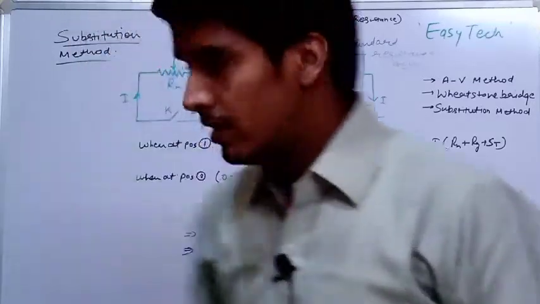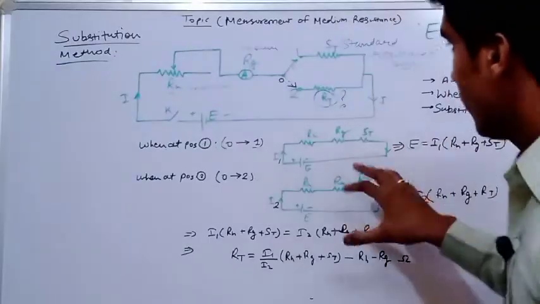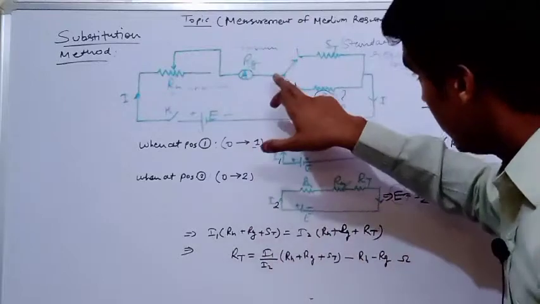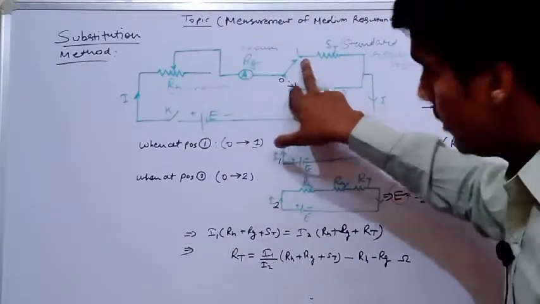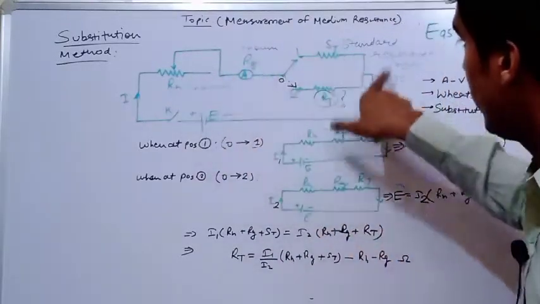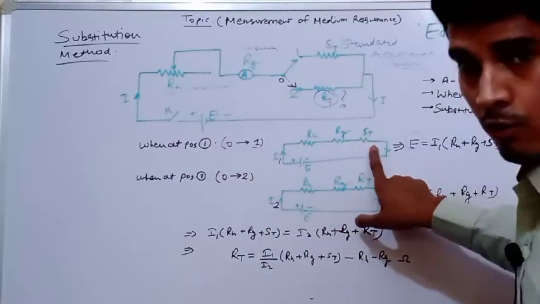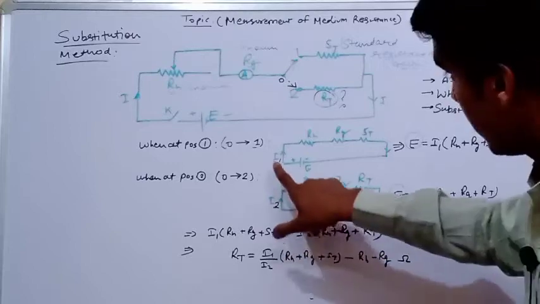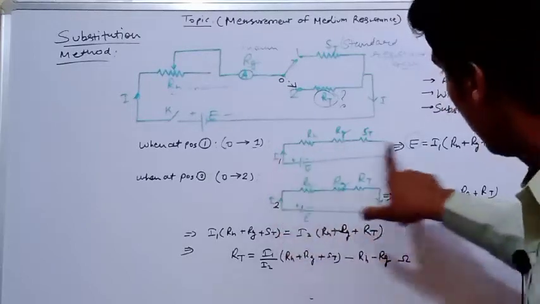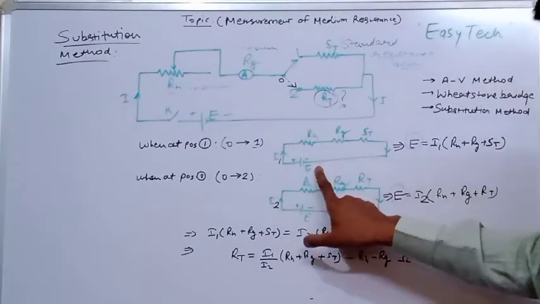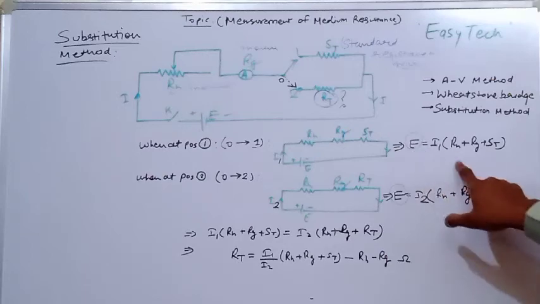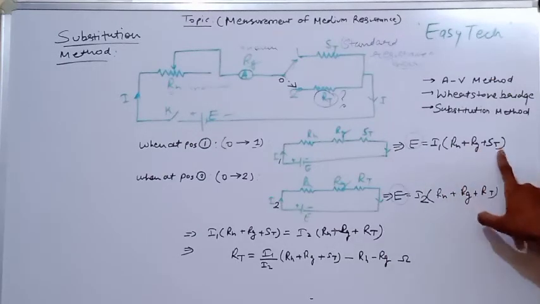Again, if I can explain this method to you, first of all you have to connect this point to the terminal A. So RH, RG, ST will come into the picture. They will make circuit like this, RH, RG, ST. Now whatever the current will be flowing into the circuit, you have to take that current as equivalent to I1. So the expression for this circuit will be equivalent to E is equal to I1 and sum of the resistances, that is RH plus RG plus ST.